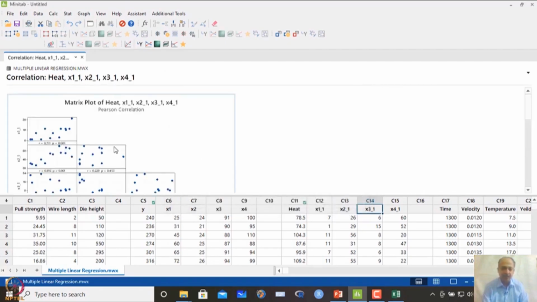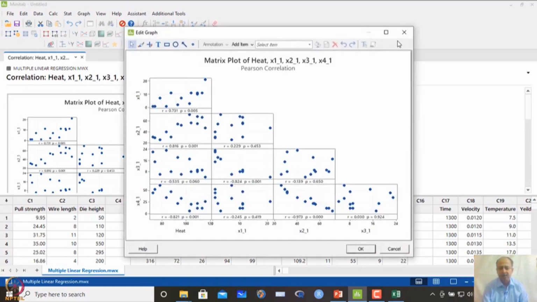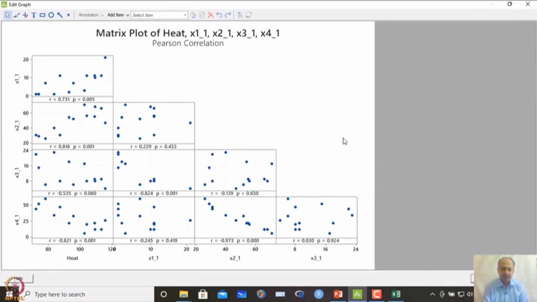And when I click OK, you will get some graphs like this. This graph will indicate the correlation between the y variable and x1, x2, and the interrelationship between x1 and x2, how the correlation is.